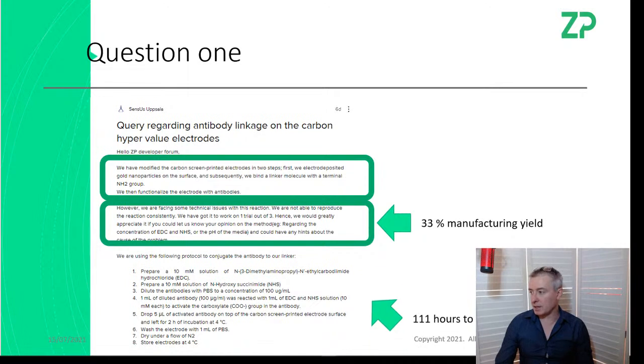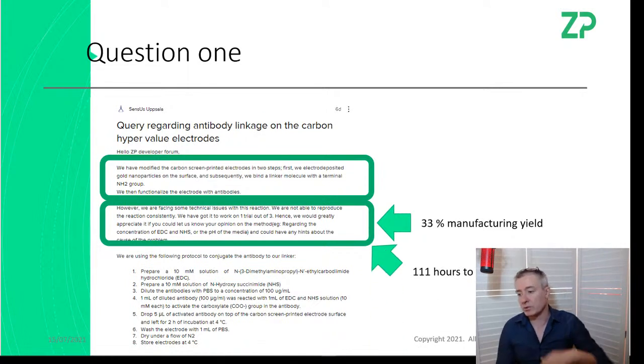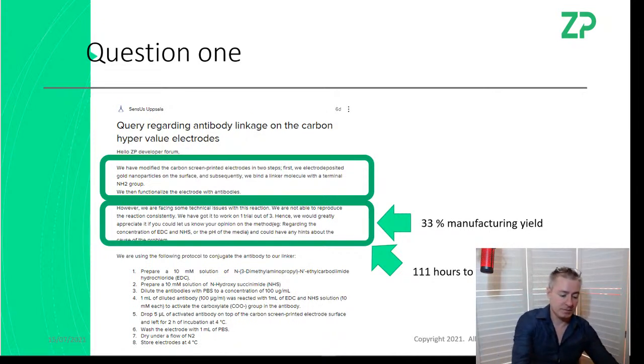It's probably worth saying that in order for us to make a biosensor, we put in between 111 hours and something like 10,000 hours. I imagine this group has probably put in the 111 hours, but I don't think they've got anywhere near the 10,000 hours.